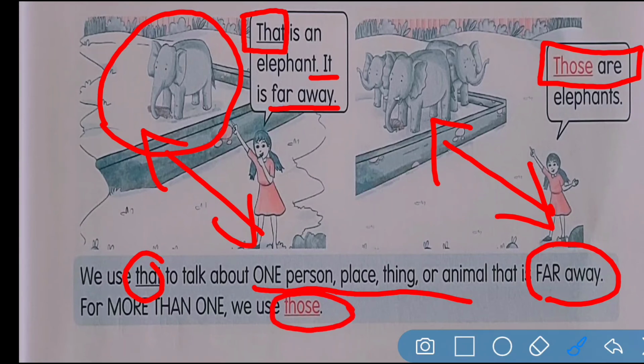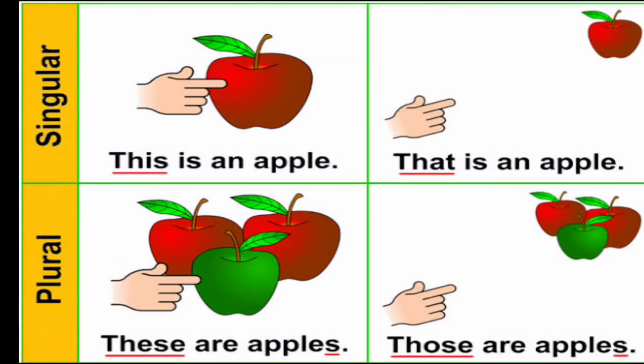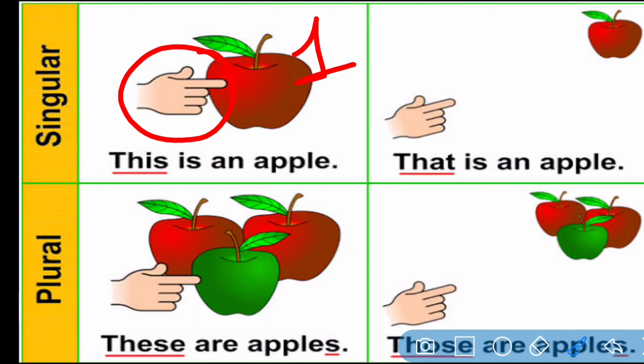T-H-O-S-E, those. Okay, students, are you clear with this one? Let us look at this picture in order for you to be more clear. Look here. Now this is my hand here, okay? And there is one apple.